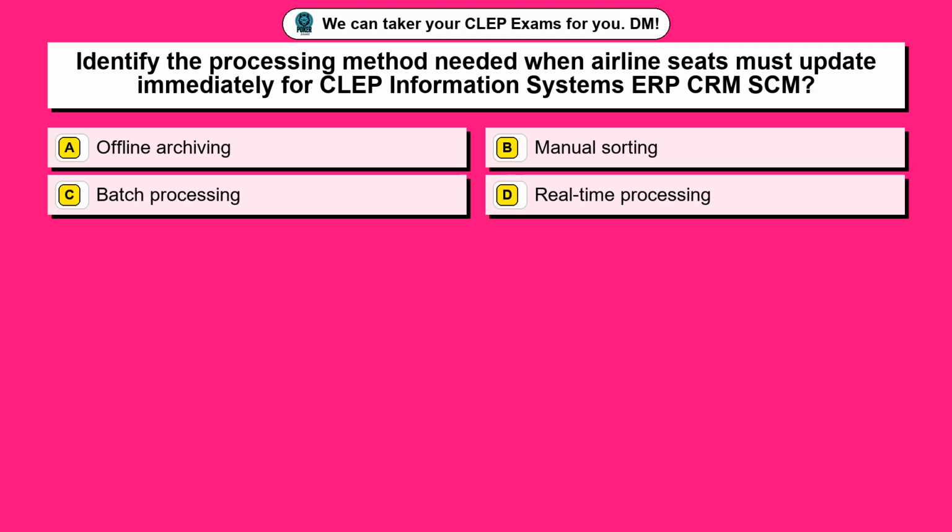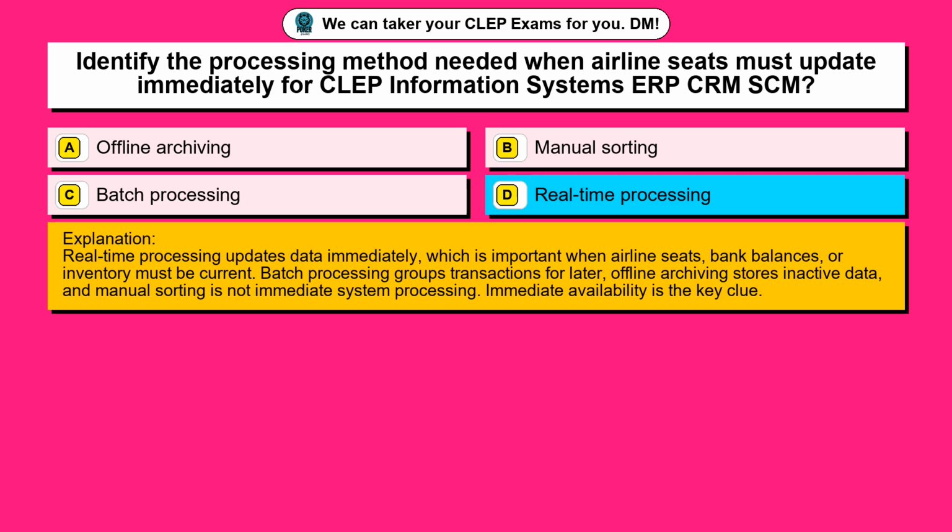Question 21. Identify the processing method needed when airline seats must update immediately for CLEP Information Systems ERP CRM SCM. Option A. Offline archiving. Option B. Manual sorting. Option C. Batch processing. Option D. Real-time processing. The correct answer is option D, real-time processing.